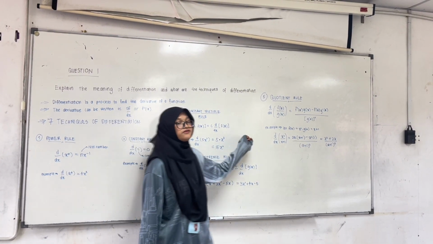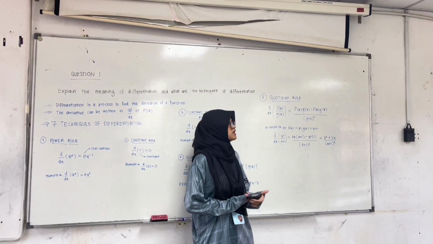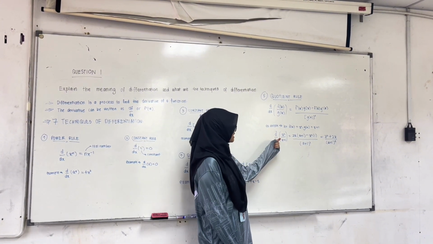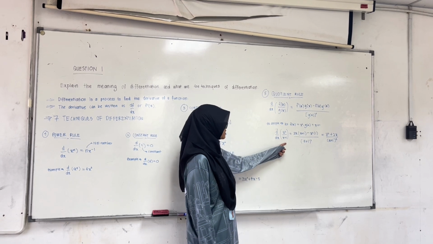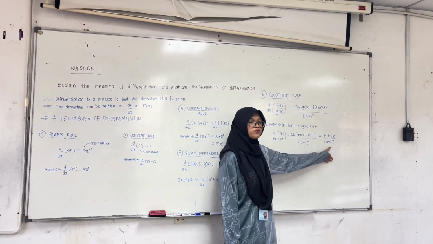Let's move to the fifth one, the quotient rule. This rule is used when both the numerator and denominator are functions of x. For example, if you differentiate x squared divided by x plus 1, you will get x squared plus 2x divided by (x plus 1) squared.